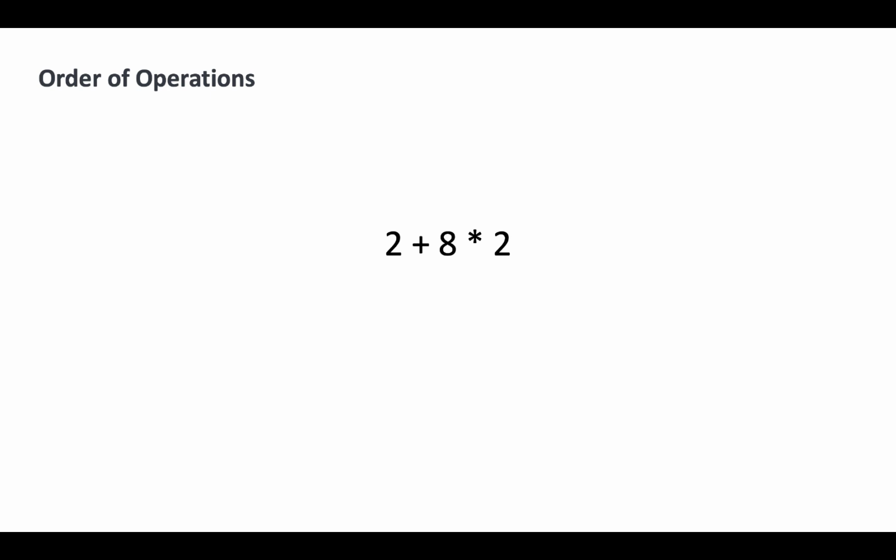Order of operations. Take a look at this equation. What is the answer? I'll give you 3 seconds. It is 18. If your students get this wrong, it means that they'll need to be reminded of the order of operations. Multiplication and division come before subtraction and addition unless they are in parentheses.